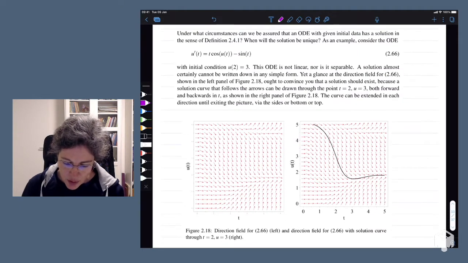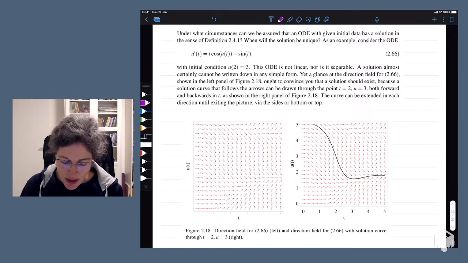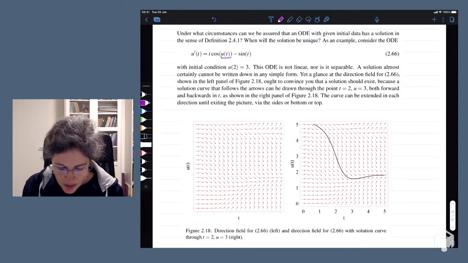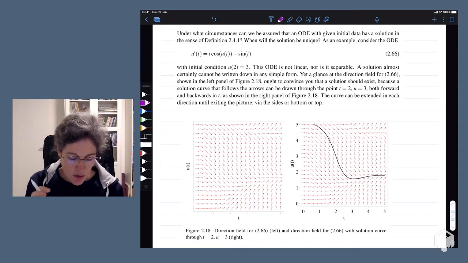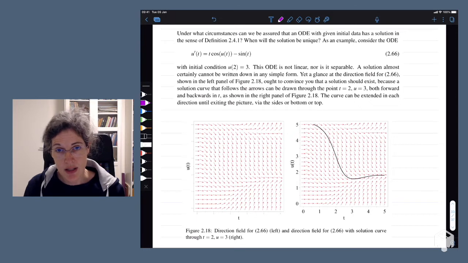So let's have a look at an example ODE. We've got du by dt is equal to t cosine of, cosine t times cosine of u of t minus sine of t. So it's not linear, and it's not separable. So at the moment we don't really have techniques for solving this.